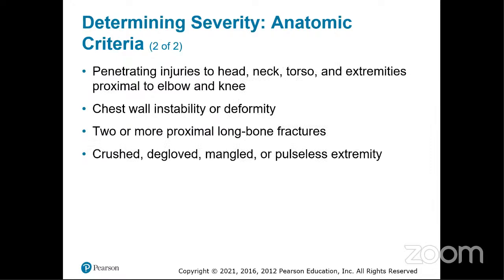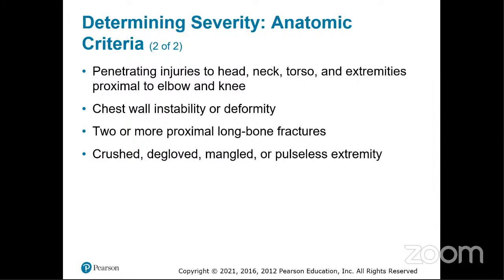I'm determining too as far as where it happens in the body. If we have a penetrating injury to the head, neck, torso, or extremities proximal to the elbow and knees, why is it the proximal, so to the elbow and knees? What's there that makes that a life-threatening severe injury? Yeah, all your major arteries and veins there. Head, neck, and torso, right? That's a pretty easy one.